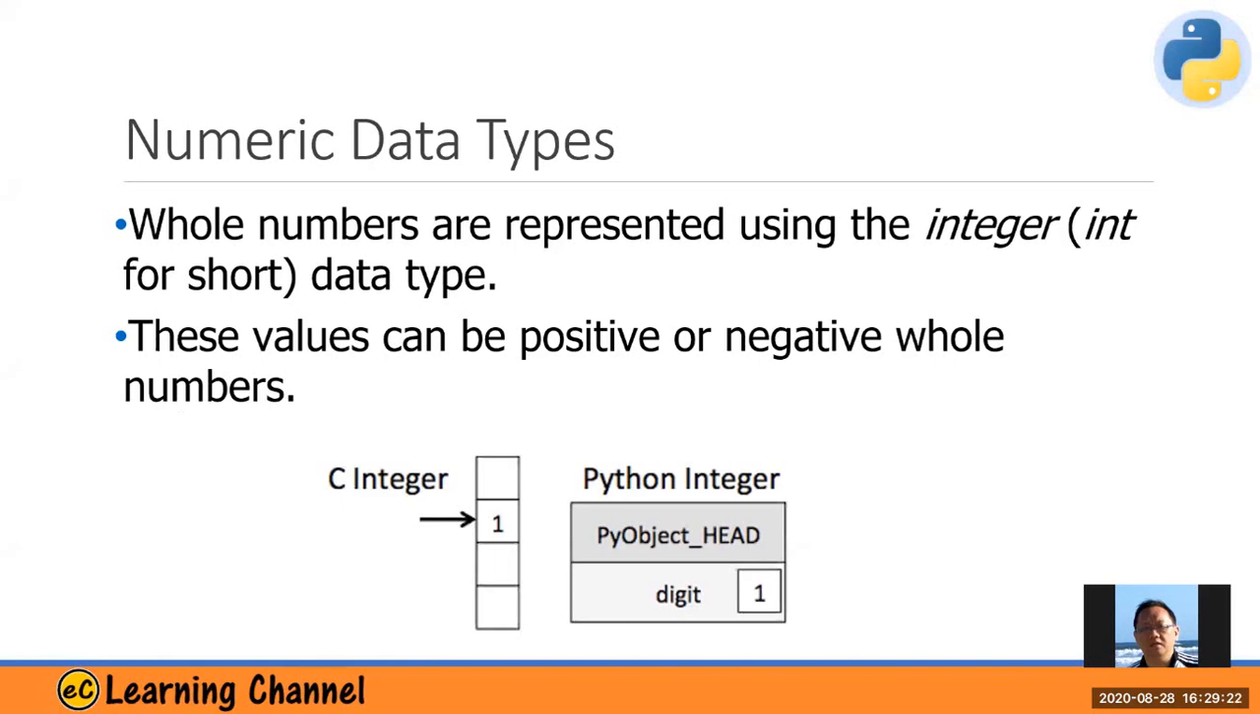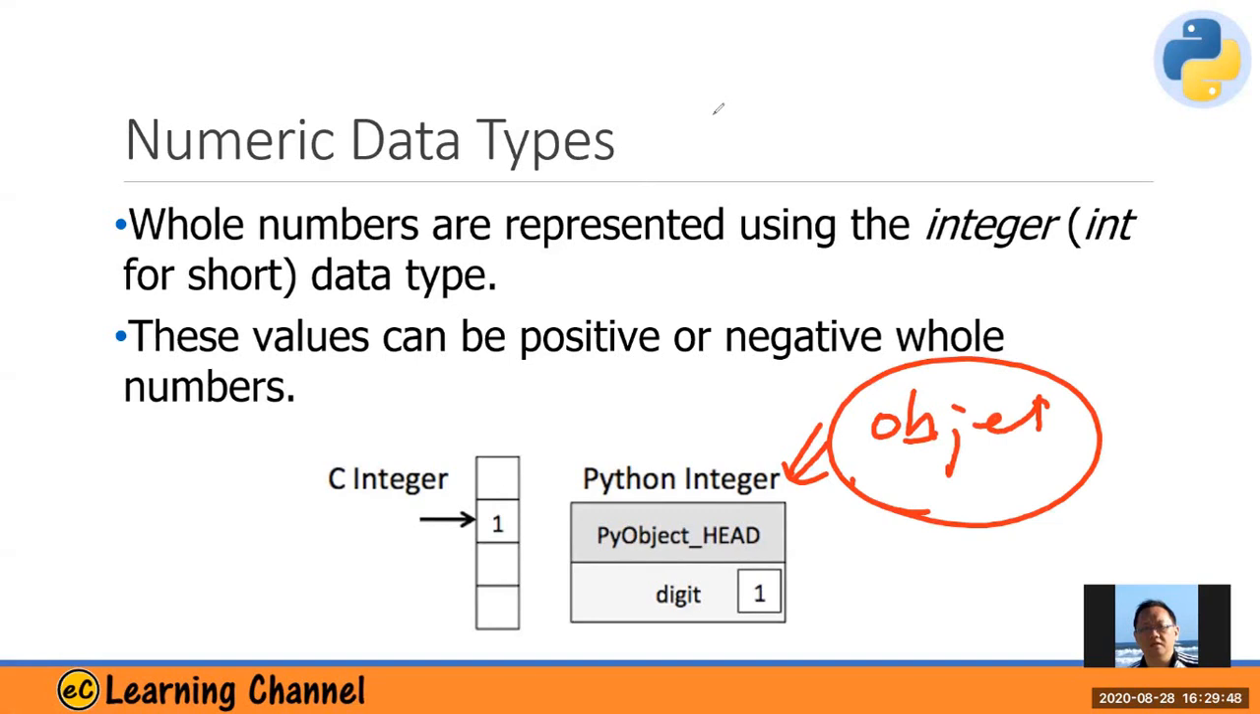Okay. So whole numbers are represented using integers, and they can be positive, negative, or 0. In the Python language, an integer is actually an object. Any data in Python is an object, so it's different from the C language. In C, you have the storage and just put the number into there, but Python is more complicated. They are objects. We'll talk about this feature later. It's different from the C type data.